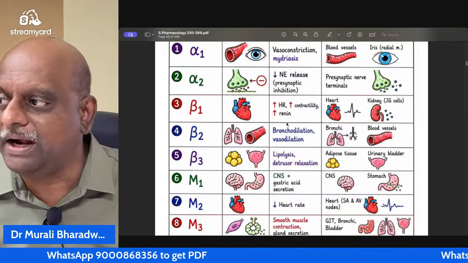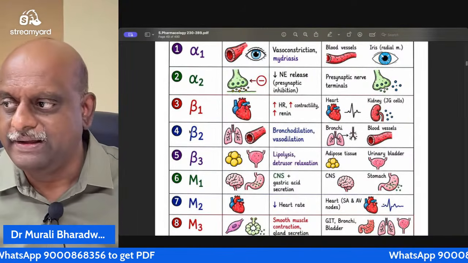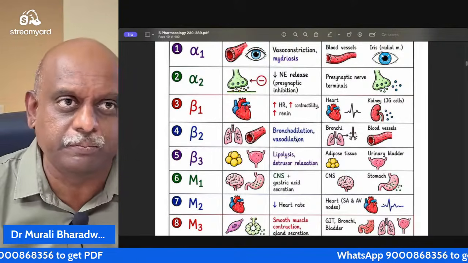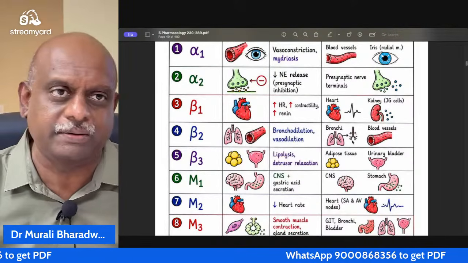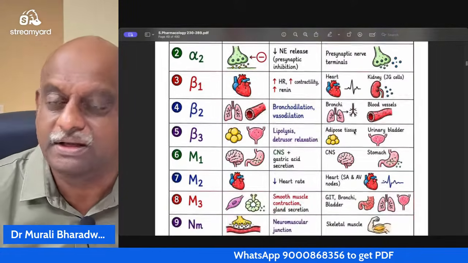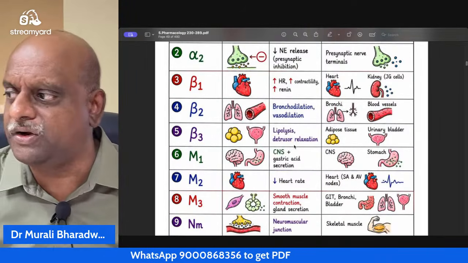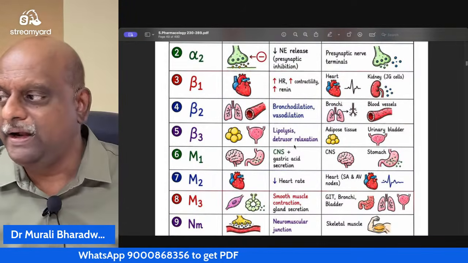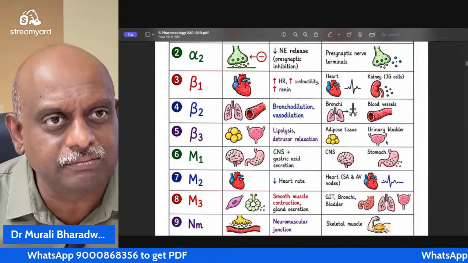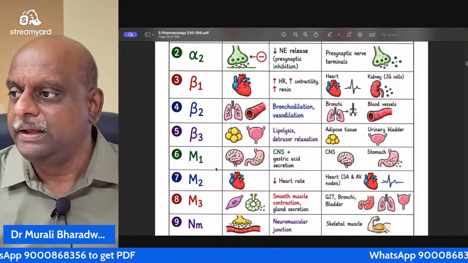Beta 1 increases heart rate, contractility and renin. Beta 2 leads to bronchodilation and vasodilation, present on bronchi and blood vessels. Beta 3 leads to lipolysis and relaxation of the detrusor. It is present on adipose tissue and detrusor. Beta 3.